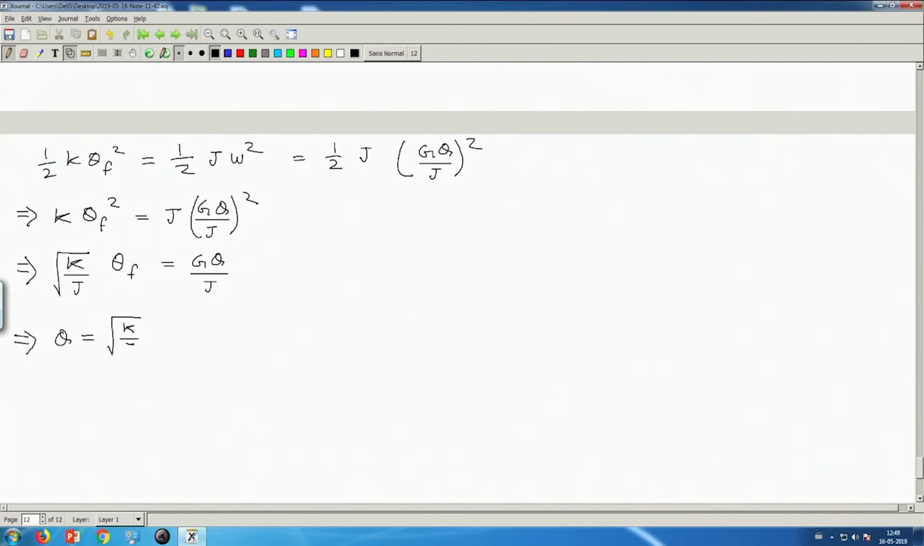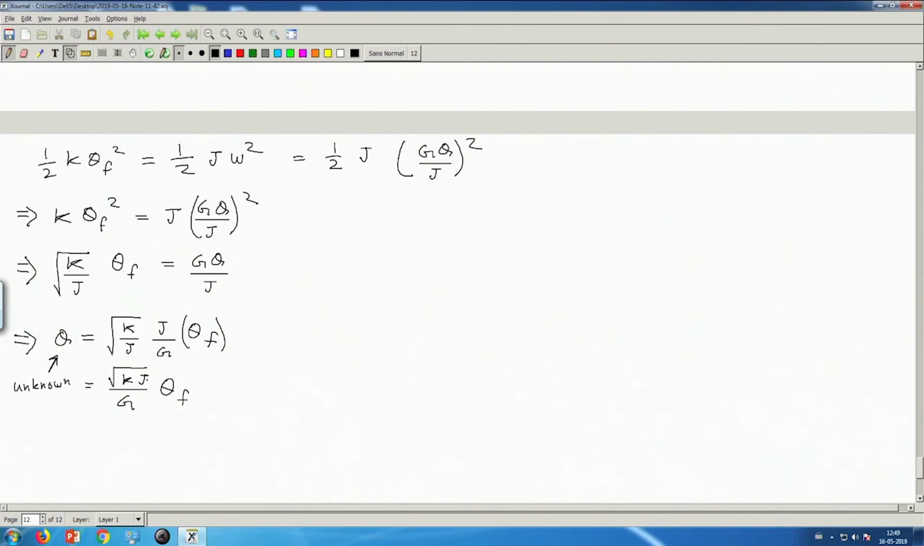If so, then we can write Q is equal to root of K by J, multiplied by J divided by G and theta f. Okay, so therefore, you can write this as root over KJ divided by G multiplied by theta f. Q is the unknown that we want to find out.